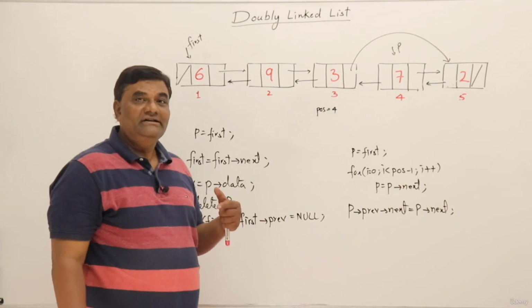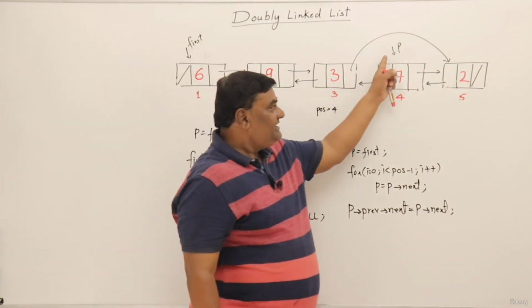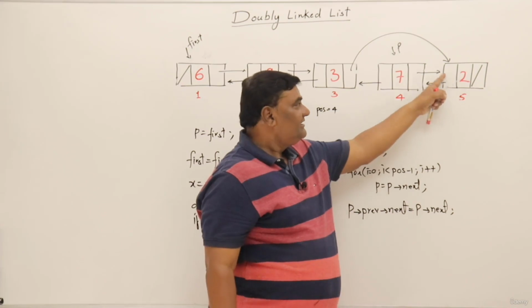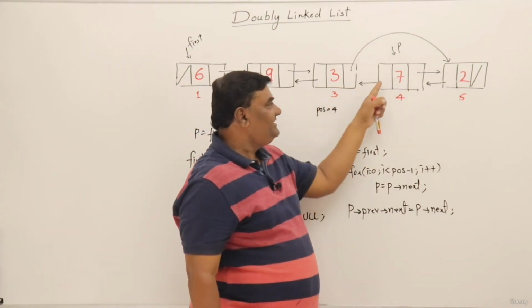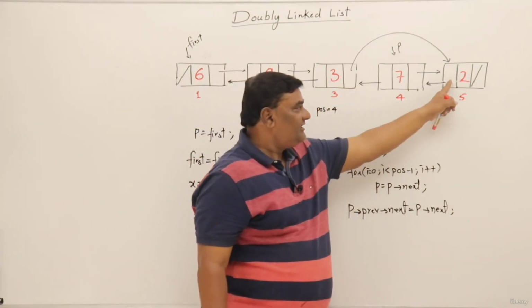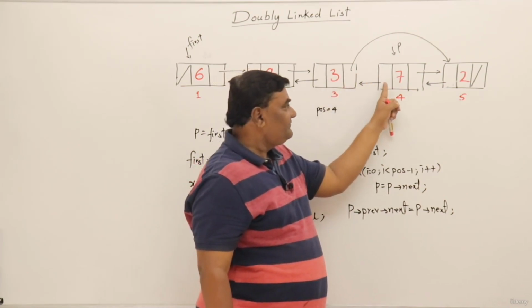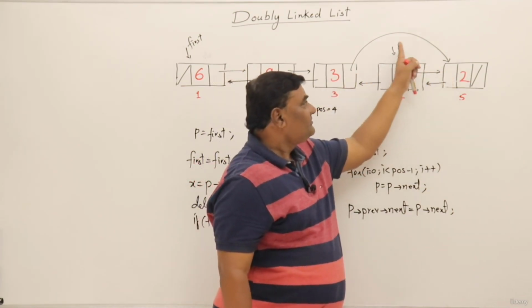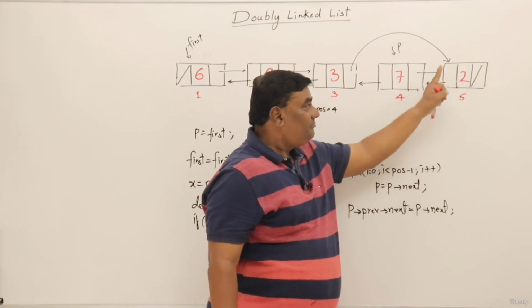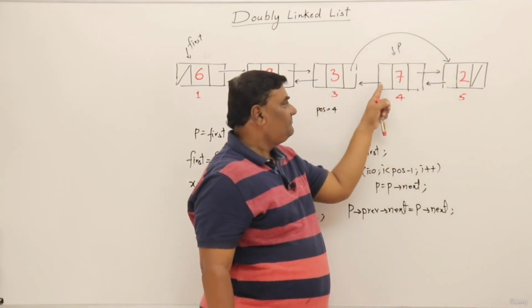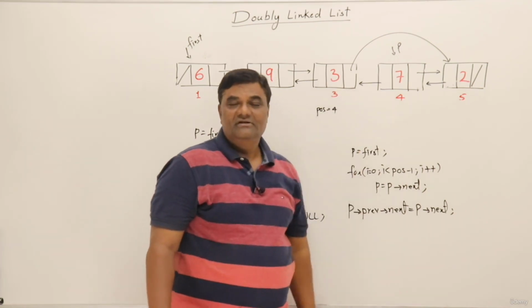Now the next link I have to remove. P's next means this node. Its previous should point on this node. So that is P's previous. So here I should write the address of this node. The address of this node is available here, so this value should be copied here. So P's next previous should point on P's previous.